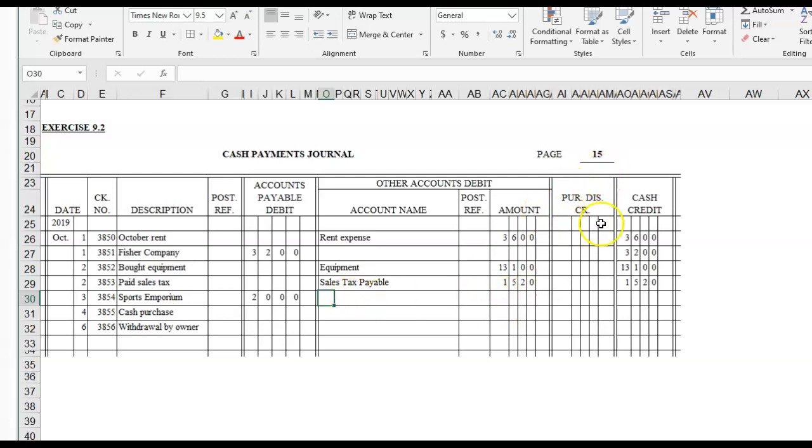So this is where we go to the purchase discount area. I'm going to put $40 in there. And you know your debits have to equal your credits. So here we've got a cash credit and a purchase discount credit. It's going to equal the accounts payable debit. So to make that equal, the cash is going to be $1,960.